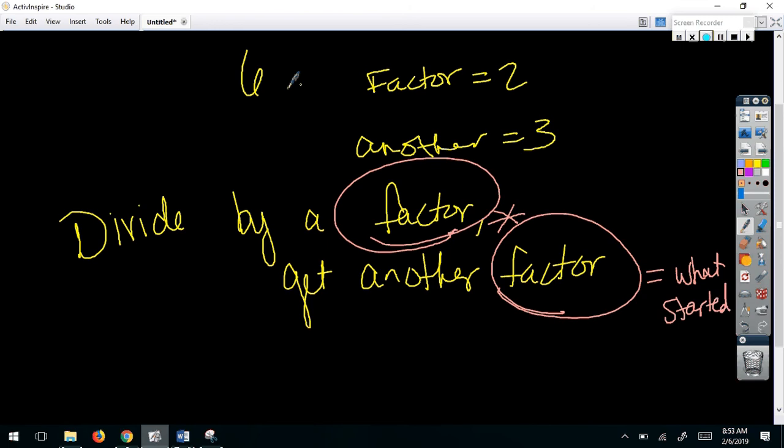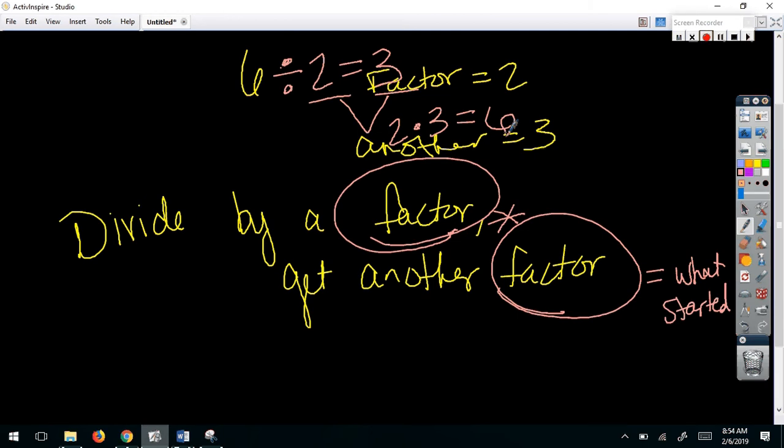I started with 6. If I divide by 2, I get 3. That tells me two things. That tells me that 2 and 3 are both factors, but it also tells me that 2 times 3 would give me 6. The two factors multiplied together give you the original. Okay, so these are some theorems that we talk about.